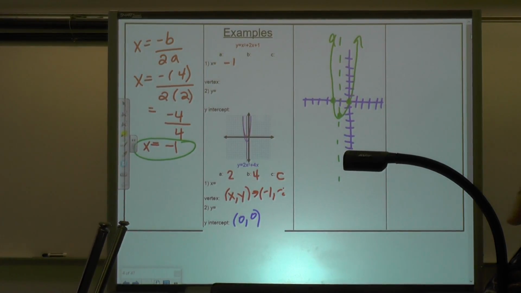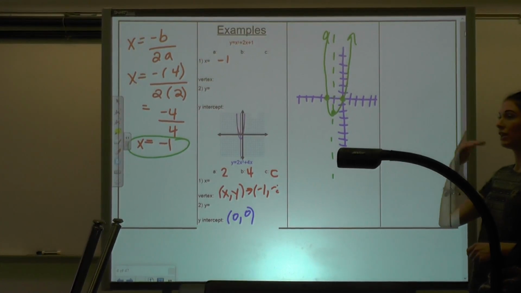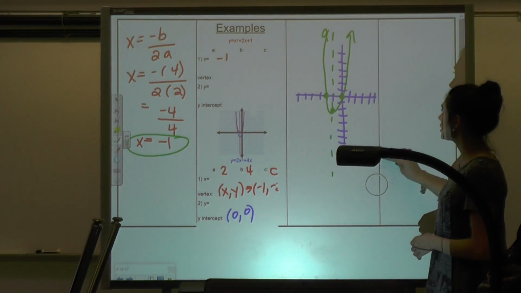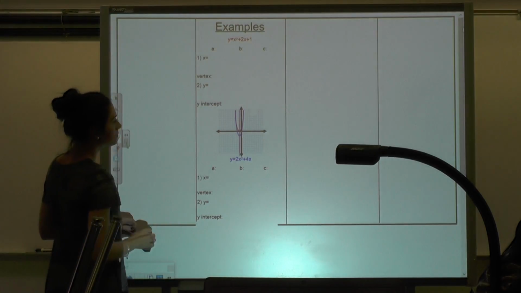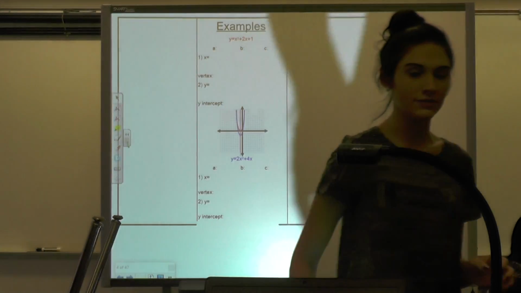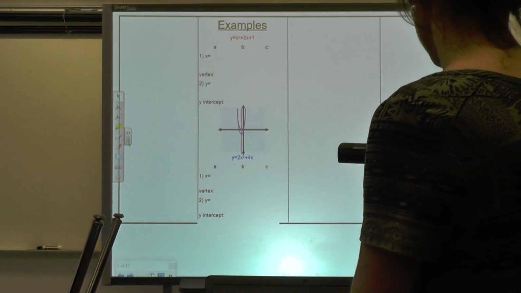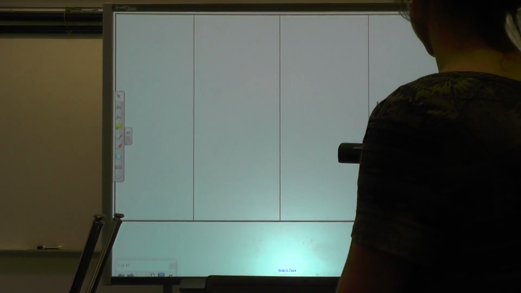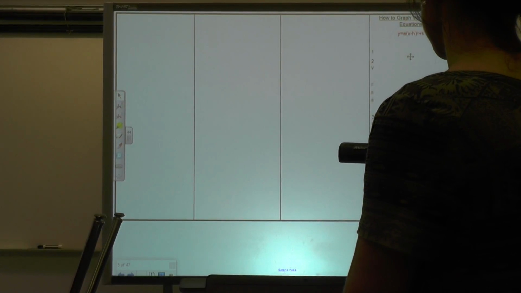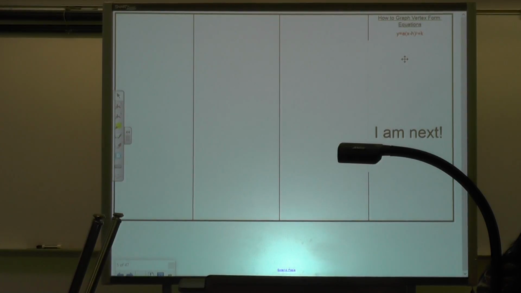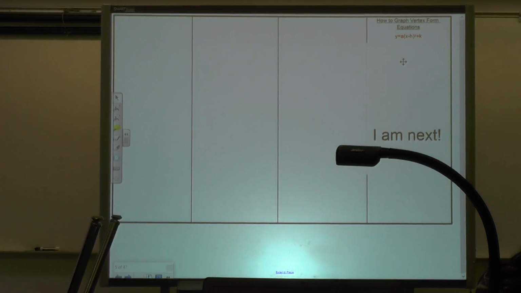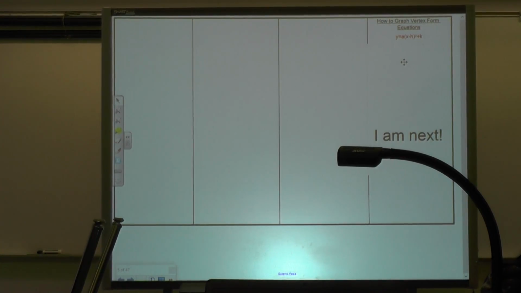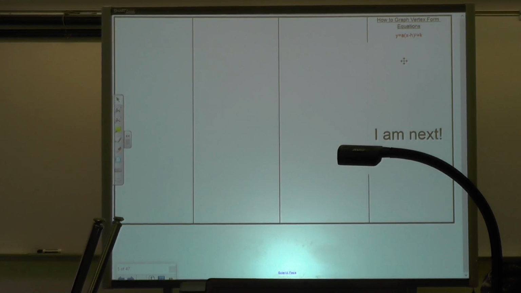Okay. So that was standard form. So now we're going to figure out how to graph it if it's in vertex form. So we're going to skip the third column, and we're going to go right over to our fourth column so that we can learn about the characteristics of a vertex form equation. So this is how to graph vertex form equations. In order to be in vertex form, you have to be in y equals parentheses x minus h, close parentheses squared, plus k.